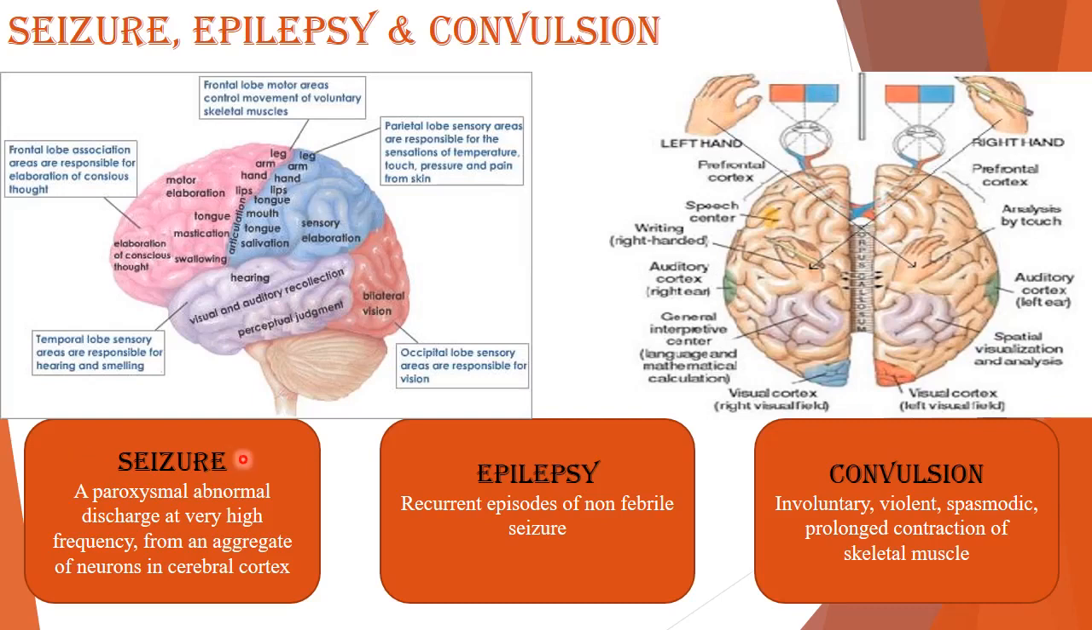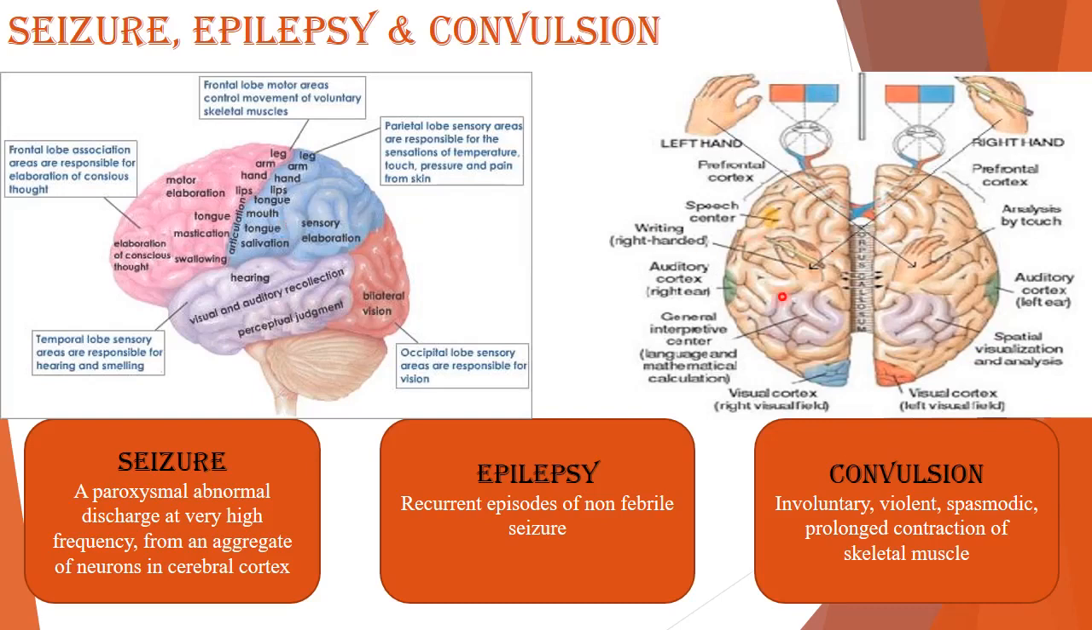Now first, before studying epilepsy and convulsion, we must know about seizure. As per the definition, a seizure is a paroxysmal abnormal discharge at very high frequency from an aggregate of neurons in the cerebral cortex. Right? So this is the diagram of the cerebral cortex. We know just below the skull we have the cerebral cortex, right?